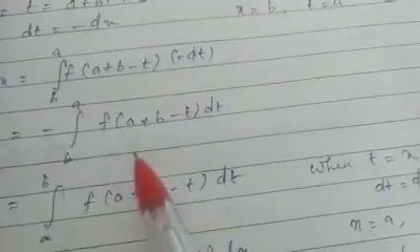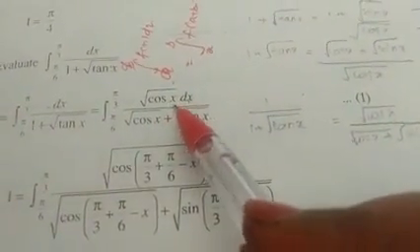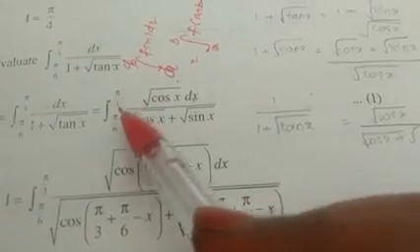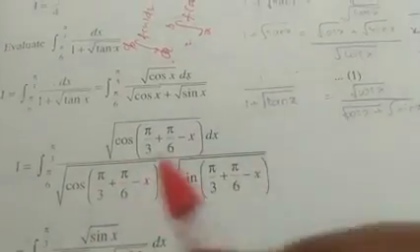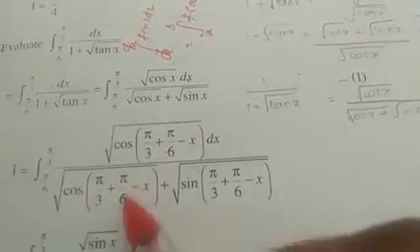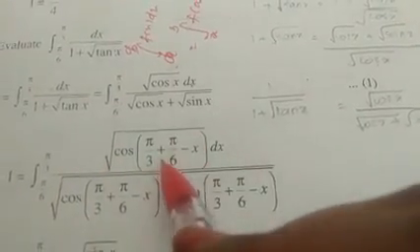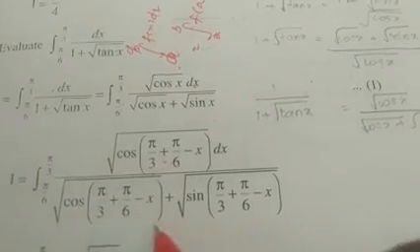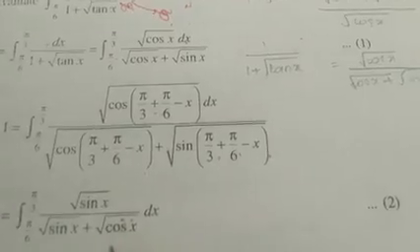After that, what you can do is, in the place of x, you can write upper limit plus lower limit minus x. Here also, in the place of x, you are substituting. Now, this is nothing but 90 degree, this is 90 degree, this is 90 degree. Cos of 90 minus theta is sin theta. Sin of 90 minus theta is cos theta. That's what they have written here.